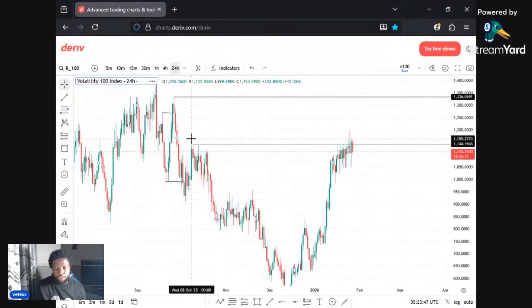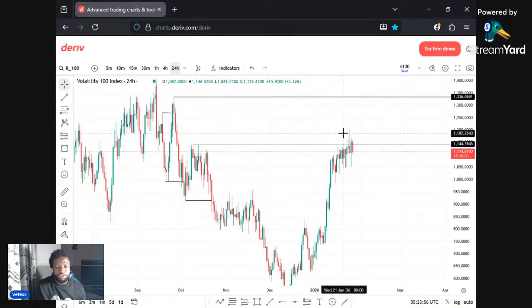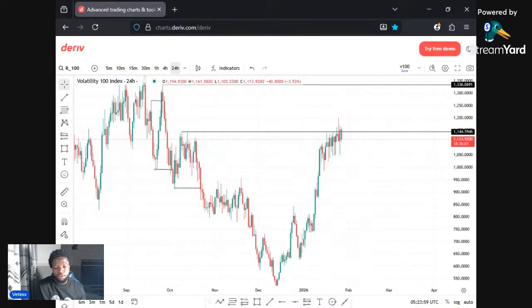Rule number 3, price retraces to give us a structural liquidity. Rule number 4, price takes out the newly created low. Rule number 5, price taps into the point of interest, and then you need to continue in the opposite direction. Now this is our point of interest.